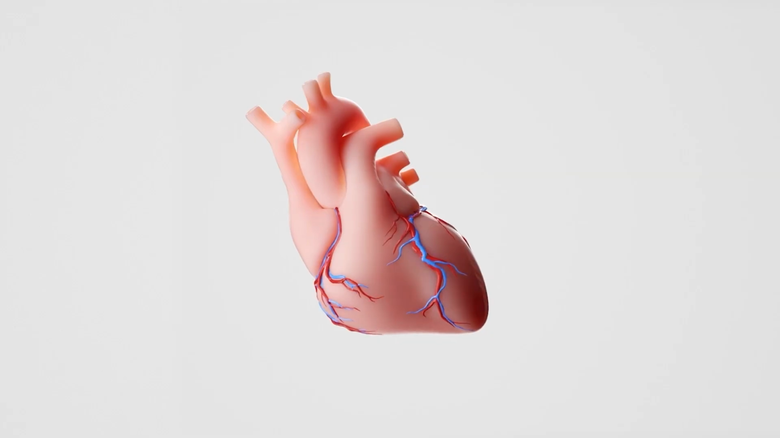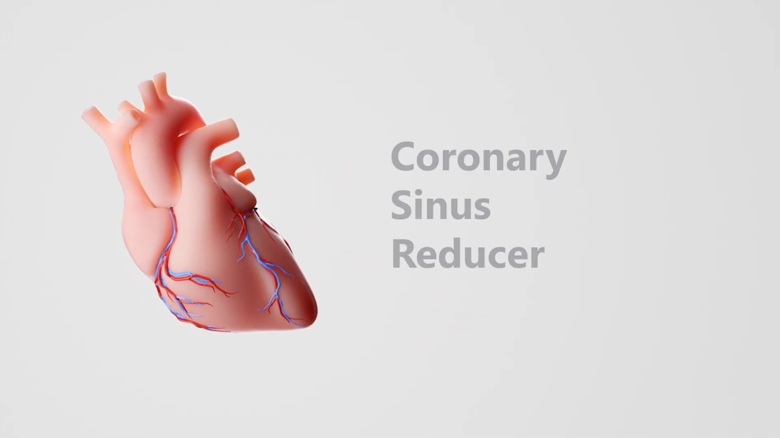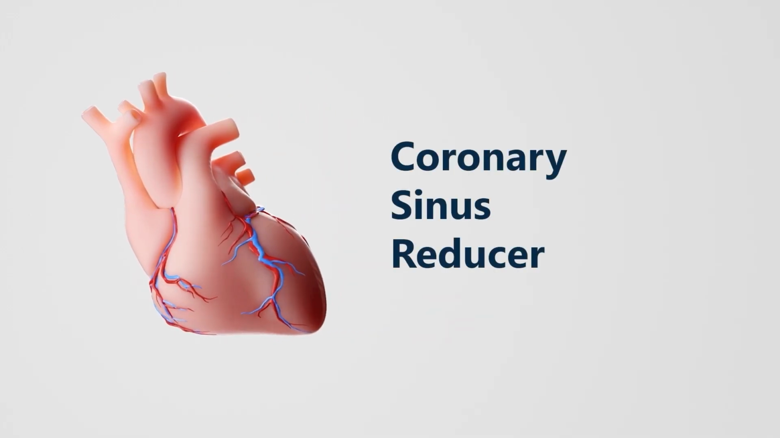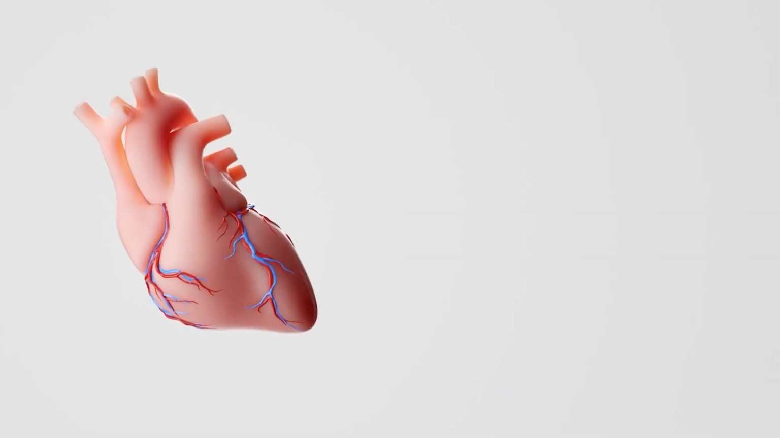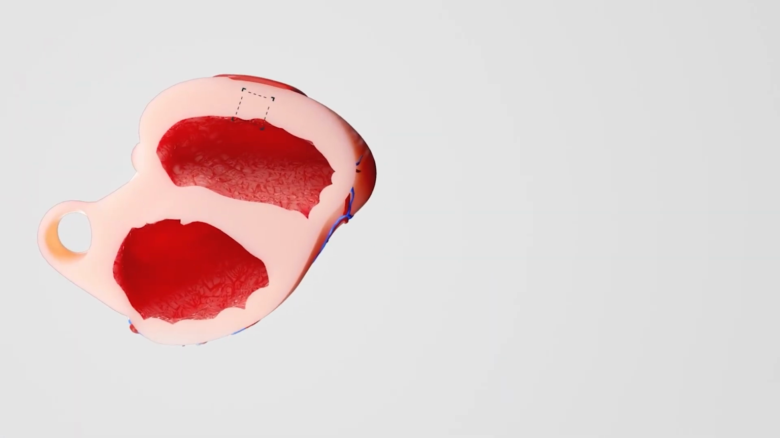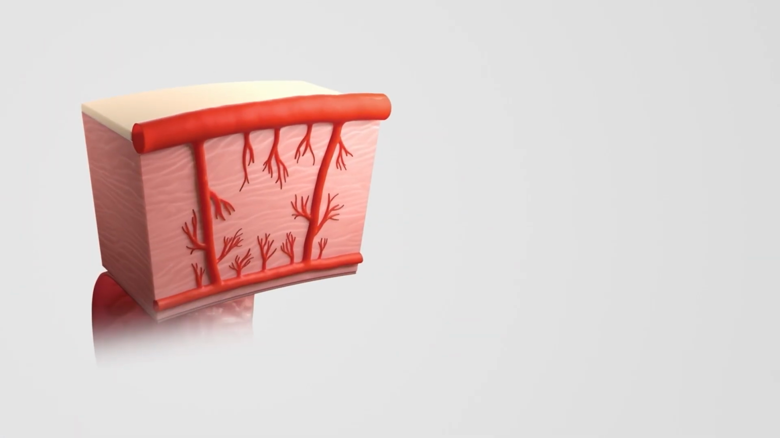Today, we'll be exploring a therapy called the Coronary Sinus Reducer, which has been shown to be effective in the treatment of patients with angina and coronary artery disease, and we're going to learn how the reducer works. Let's begin by understanding what happens in the normal heart during each cardiac cycle.